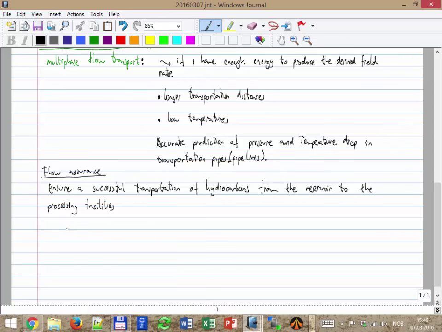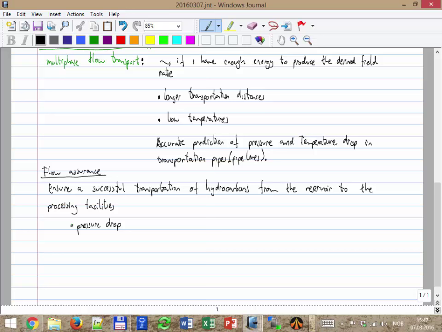And what is the main problem with transportation, do you think? One of them is pressure drop. Pressure drop in a way is just loss of energy. The fluid is losing energy when it's being carried in the pipe, due to friction, due to gravitational acceleration, etc. Then what is another issue? Formation of hydrates. Yeah, but just before that, very much on the basics.